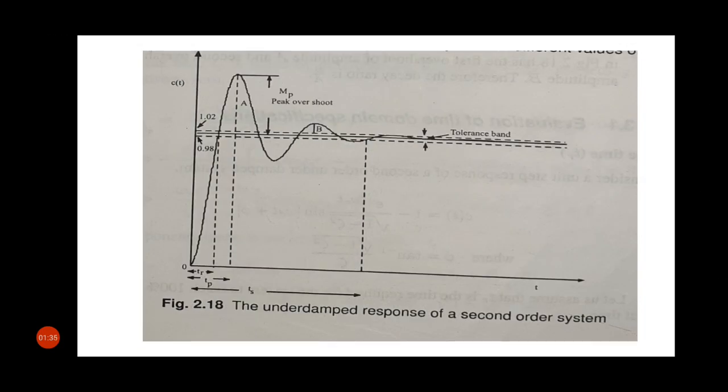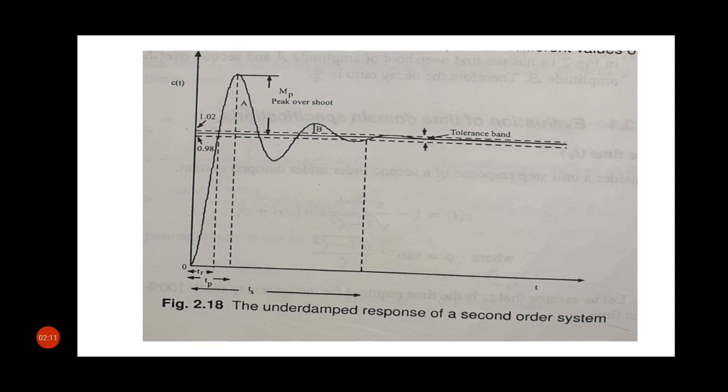So this is the underdamped response of a second order system. From this figure we can observe that the step response has a number of overshoots and undershoots before reaching steady state, and this overshoot and undershoot decay exponentially.